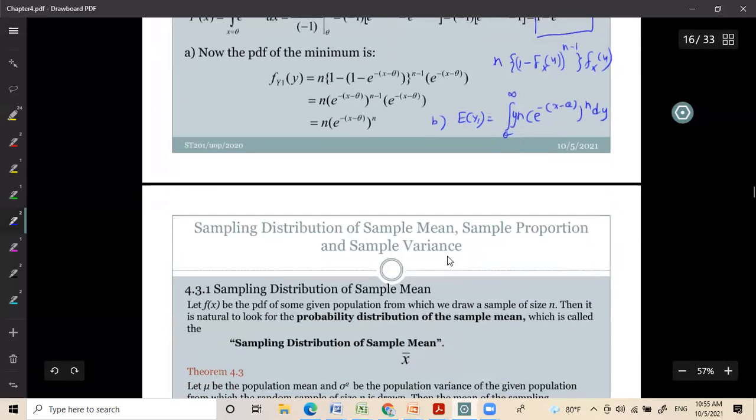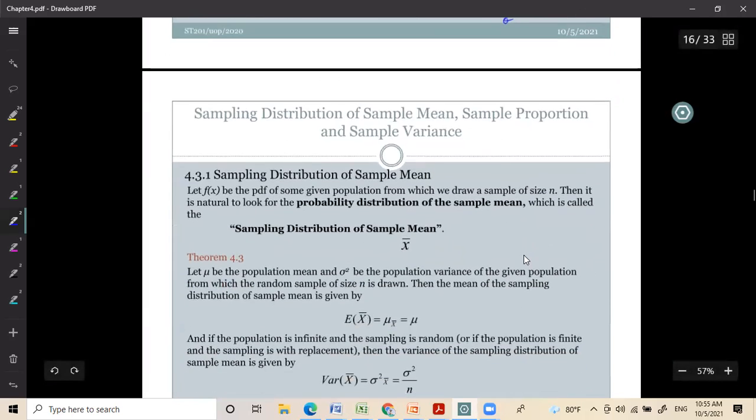Right. Okay. Now, do you remember we talked about the sampling distribution of the sample mean and sample proportion in that introduction last week? I explained to you about the sampling distribution, the difference between the population distribution, the data distribution and the sampling distribution. So now we are going to look at the sampling distribution of the sample mean, sample proportion, and sample variance.